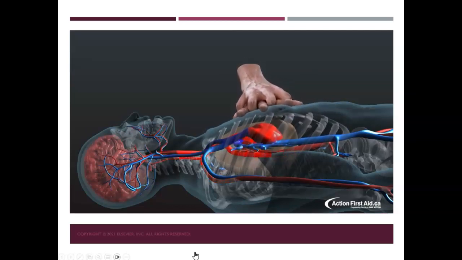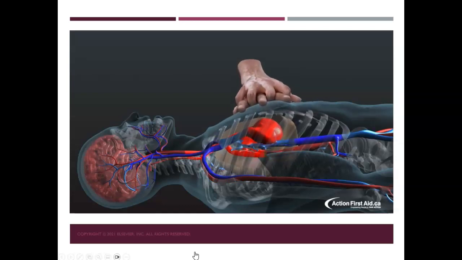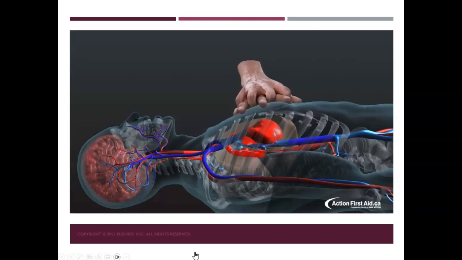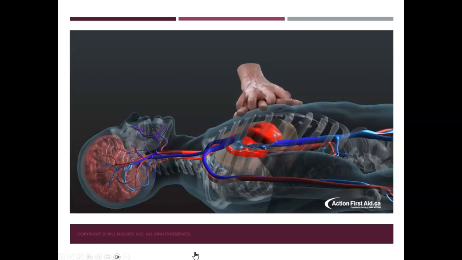Watch what happens when we push too fast. The heart does not have time to refill with blood, therefore not enough blood gets pumped out. Watch what happens when we don't allow the body to decompress and allow the chest to fully recoil. The heart does not have a chance to refill with blood, therefore no blood gets pumped out.